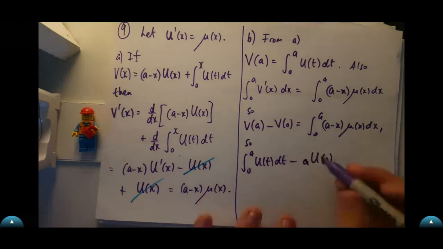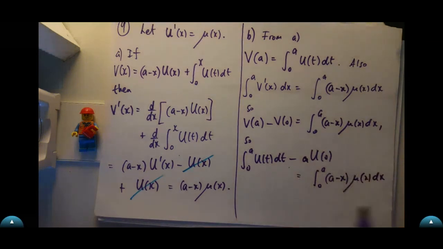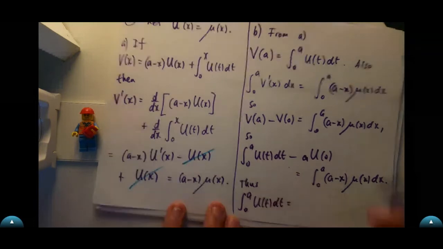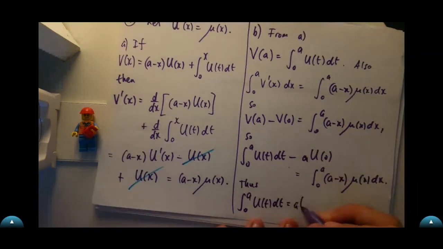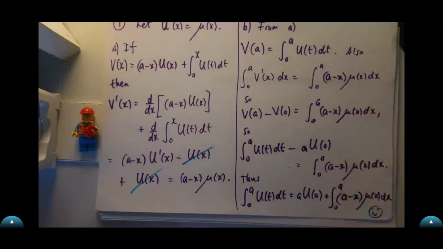So that's the left-hand side. And it's just the right-hand side over here. So we just rearrange that. And that's it. So bring that to the other side. Da, da, da, da. Hooray! We did it.